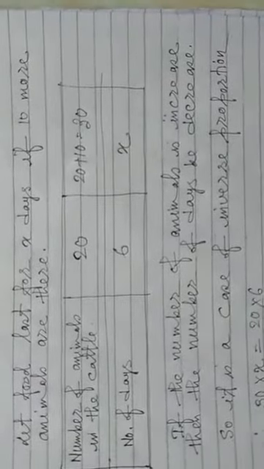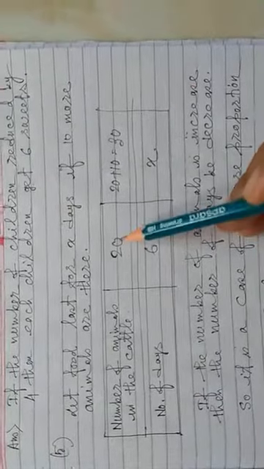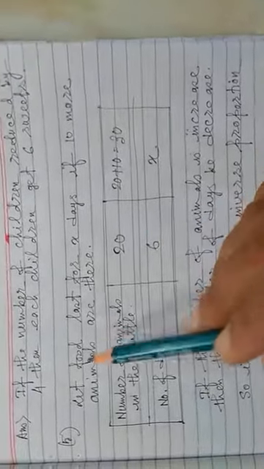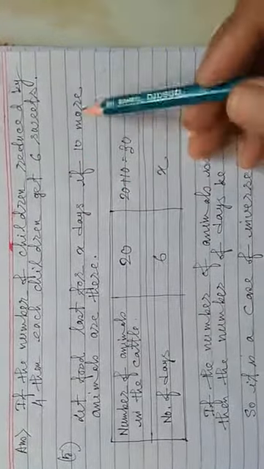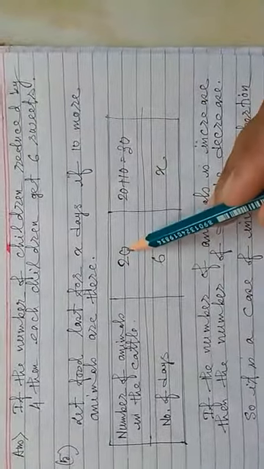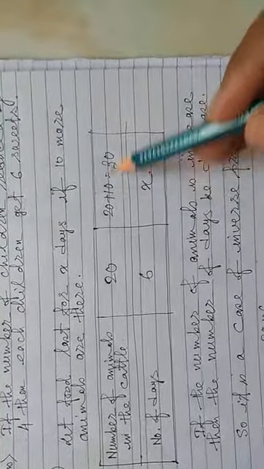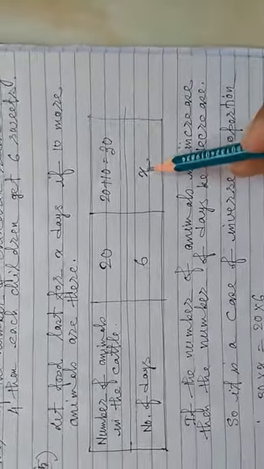Next, question number 5. In the book it is given: a farmer has enough food to feed 20 animals in his cattle for 6 days. How long would the food last if there were 10 more animals in his cattle? Originally there are 20 animals and the number of days the food lasts is 6. So let the food last for x days if 10 more animals are there. After increasing by 10, the number of animals is 20 plus 10, which is 30, and there are x days.